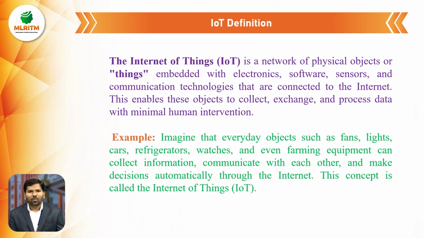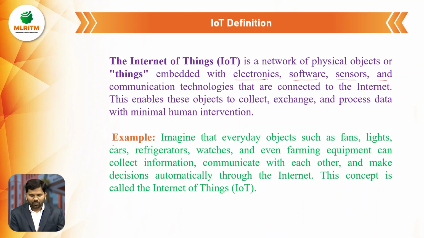Next, what do we mean by IoT, the Internet of Things? The Internet of Things is a network of physical objects or things embedded with electronics, software, sensors, and communication technologies that are connected to the internet. This enables these objects to collect, exchange, and process data with minimal human interference.